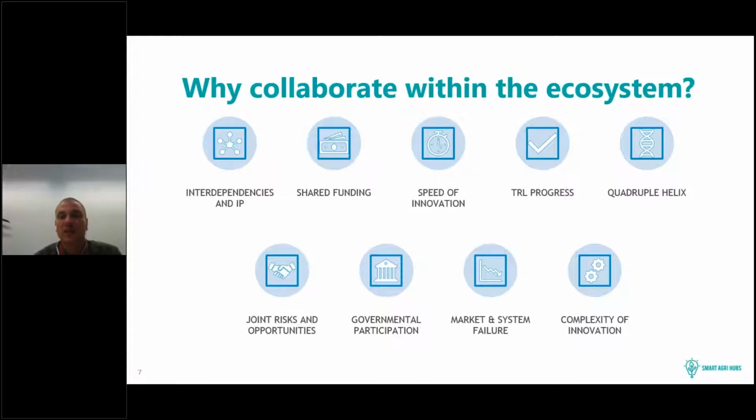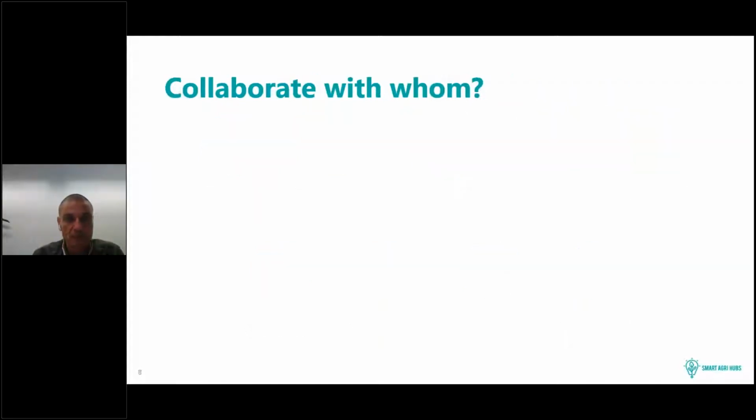And the last reason for collaborating within your ecosystem could be to manage the complexity of innovation. So there are many specialists out there, many parties that innovate on a specific part, and it's your job to understand the complexity of the whole thing and to be integrative in all of that. So plenty of good reasons to collaborate within the ecosystem. So also plenty of good reasons to systematically chart what's out there.